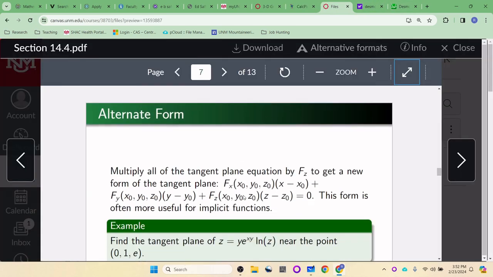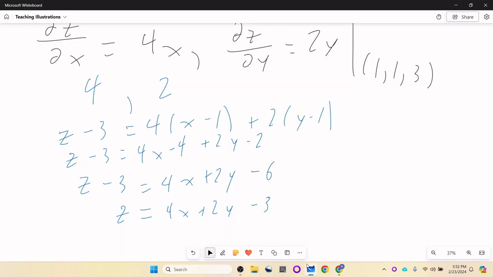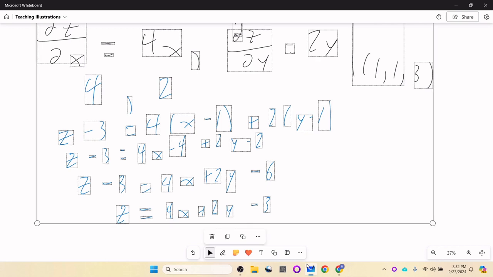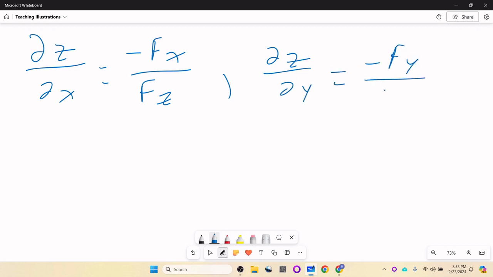Okay. There is another form of the tangent plane equation that we can use. And it comes from the observation of the implicit functions we talked about a while back. And that was that we said that del z over del x is negative fx over fz. Del z over del y is negative fy over fz.